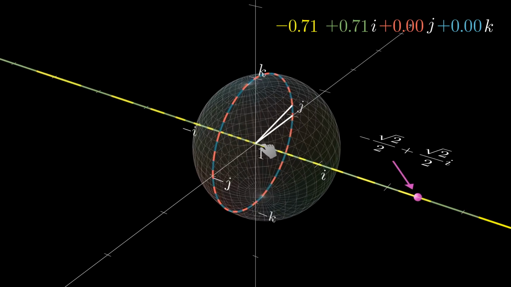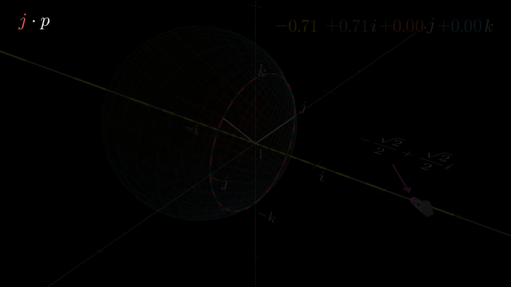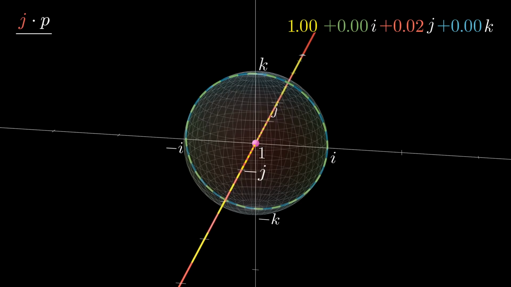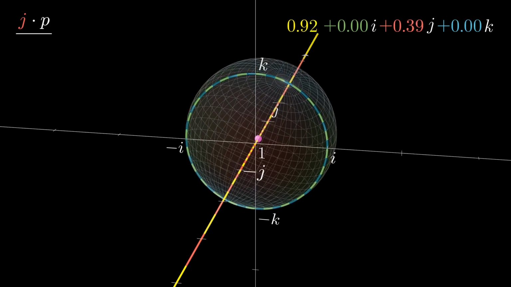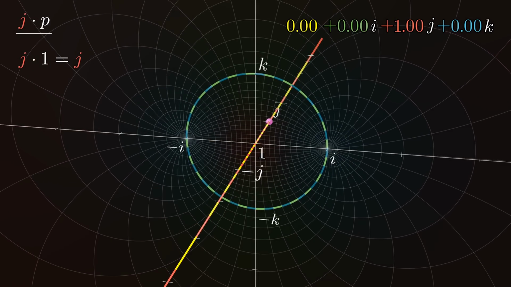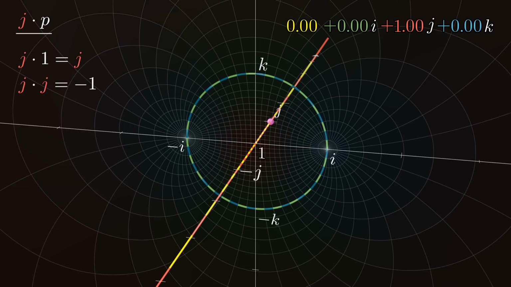Multiplication by any other quaternion is completely similar. For example, let's see what it looks like for j to act on other quaternions by multiplication from the left. The circle through 1 and j, which we see projected as a line through the origin, gets rotated 90 degrees, dragging 1 up to j. So j times 1 is j, and j times j is negative 1.